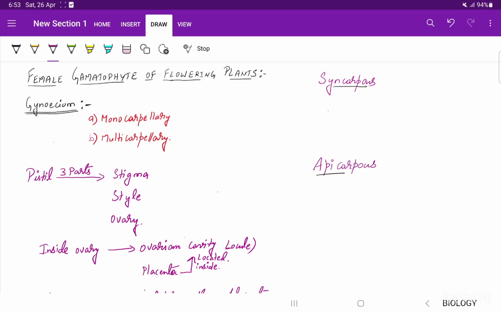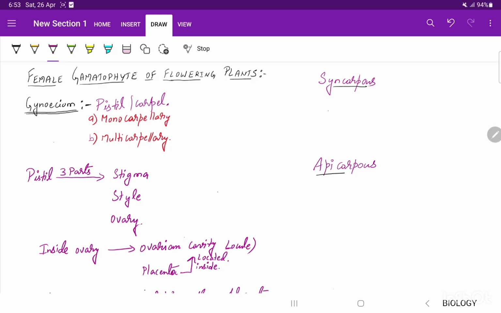Let us start. The unit of gynoecium is called pistil or carpel. Let us recall once. The unit of androecium, that is the male part, is the stamen, and the unit of gynoecium, the female part, is the pistil or carpel.